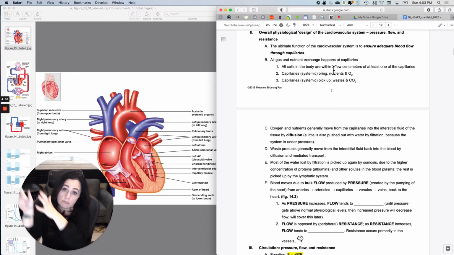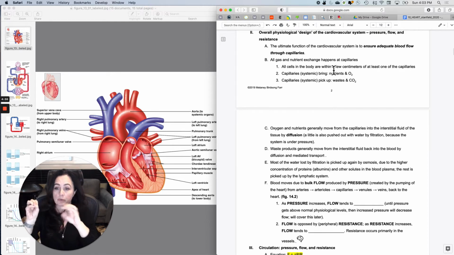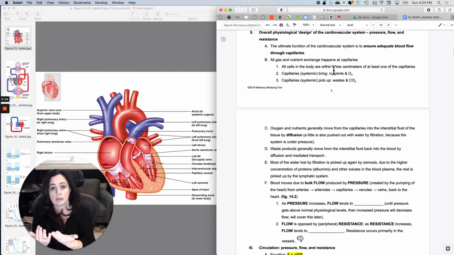But diffusion, from high concentration to low concentration, especially if you think about gases, will move from the systemic arteries, where they're relatively high in oxygen, into the capillaries, where it's going to be relatively low because they've been using it, right? Oxygen moves in. Carbon dioxide is going to move from the cells, where it's being generated via cellular respiration, into the capillary bed, where it's relatively low because we didn't bring appreciable amounts of carbon dioxide into the tissue.